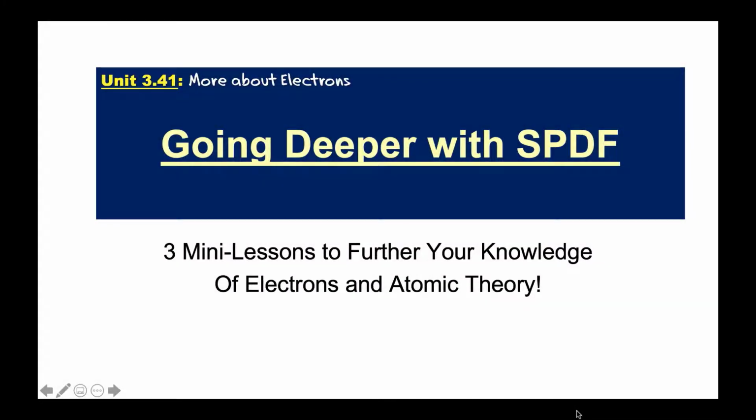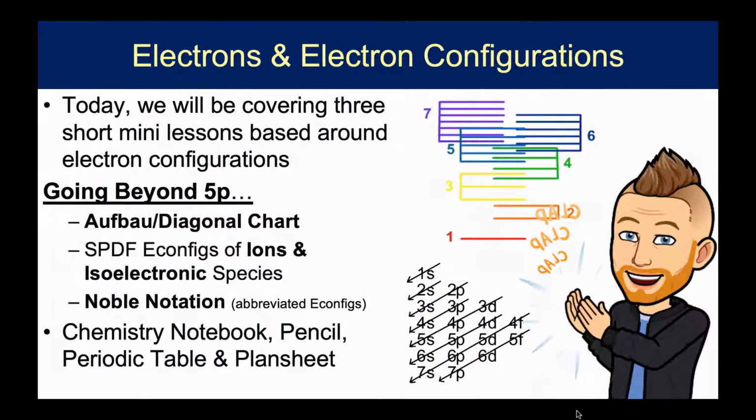Welcome to this video in the Atomic Theory chapter. This is 3.41, more about electrons. Today what we're going to do is cover 3 short mini lessons that are based on what you learned about electron configurations in our previous video.